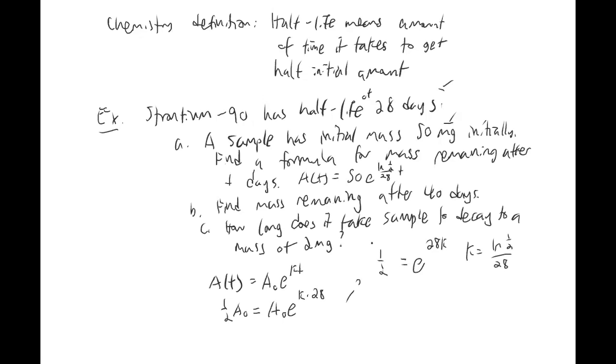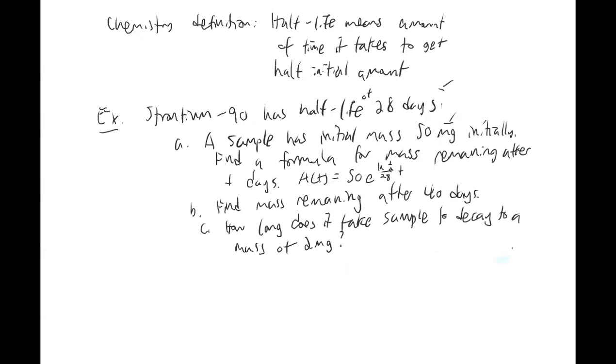And you see, once you have A naught and k, all the other questions are easy, because for part B, to find the mass after 40 days, you just plug in t equals 40, right? So this is just asking for A of 40. So it's 50 e to the ln of a half over 28 times 40. That's your answer.